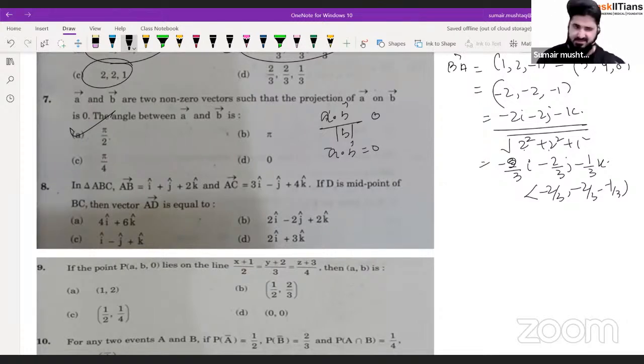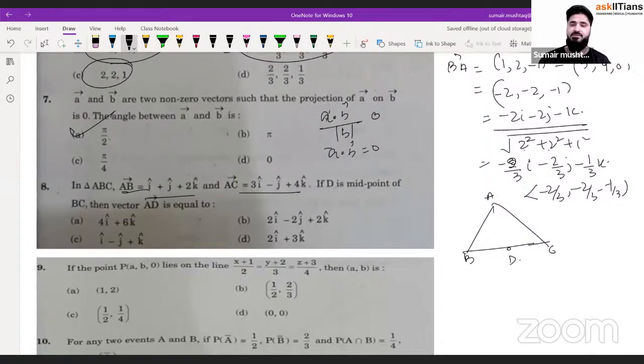Okay, is this clear? See, this thing is easy. I told you that these are simple easy questions, but the concepts need to be known. This is triangle ABC. This is A, this is B, this is C. Now AB is given, and this is BC. Now D is the midpoint of BC. You need to find the vector AD. Oh my God, this is so easy.